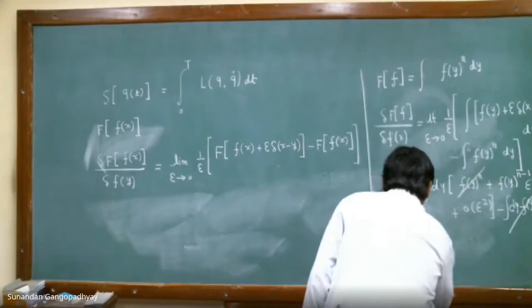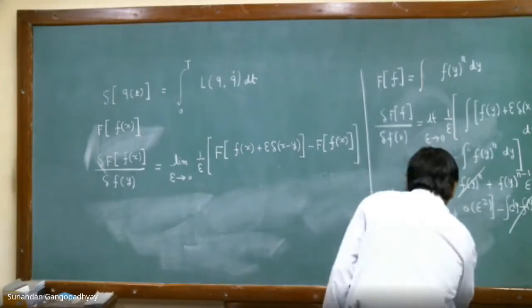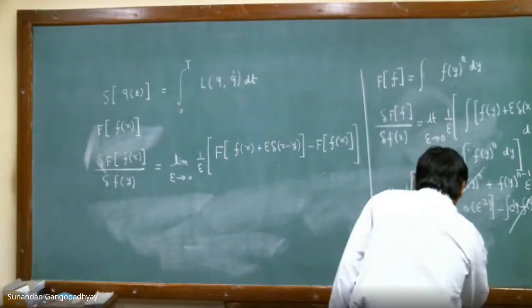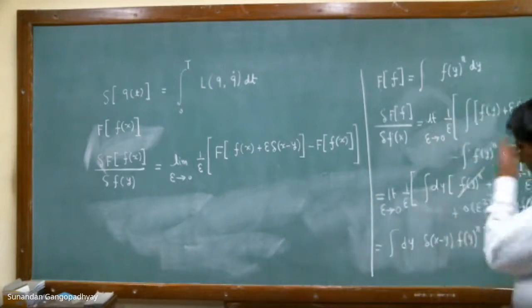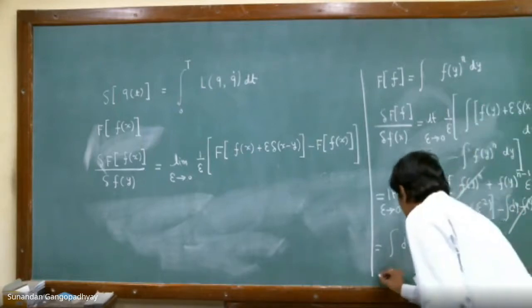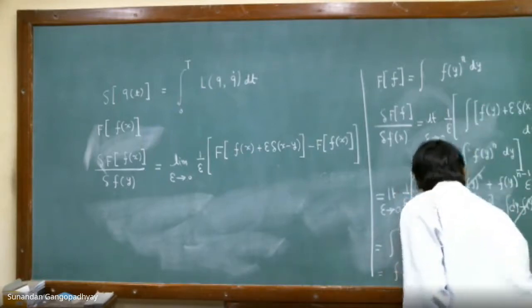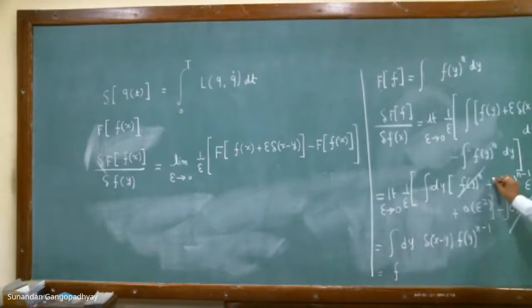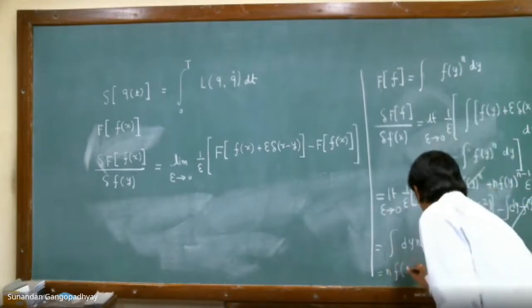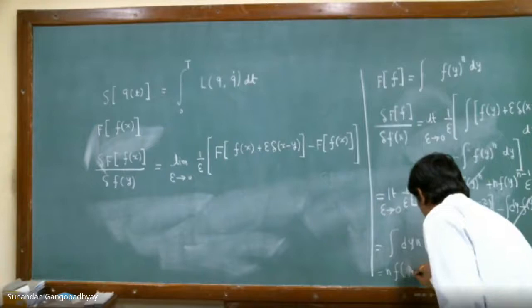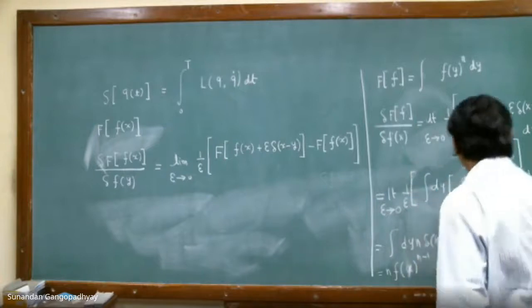We will have this integral dy delta x minus y f y to the power of n minus 1. And this gives us, sorry, there is an n over here. I missed the n over here. So this is the second term of the binomial expansion, n f y to the power of n minus 1. So I will have an n over here. So this gives us n f of x to the power of n minus 1.